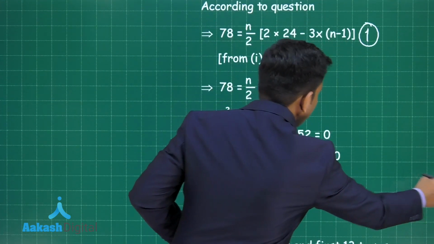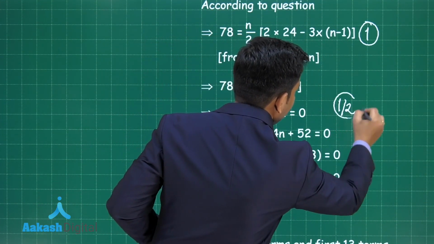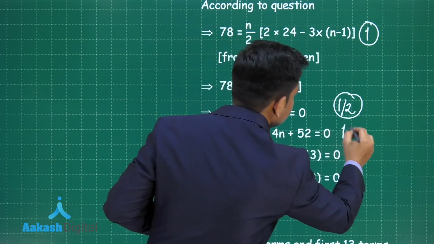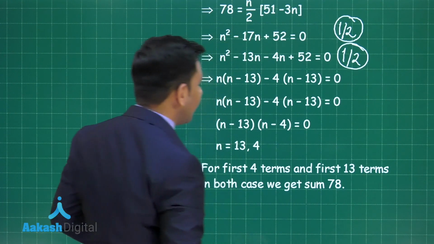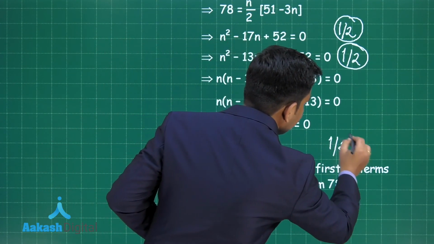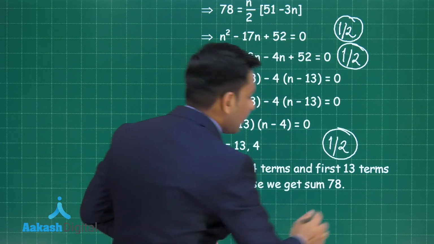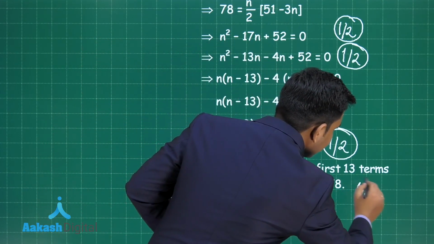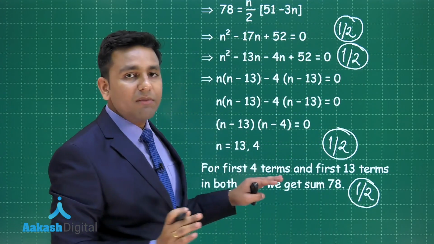When we are getting this quadratic equation, this step will give you half a mark, and when we are splitting this middle term, this step will give you next half mark. Clear? And when we are getting the values of n as 13 and 4, this will give you half a mark, and the remaining half a mark is based on your final answer, that is 4 and 13. So this is the marking scheme of this question.